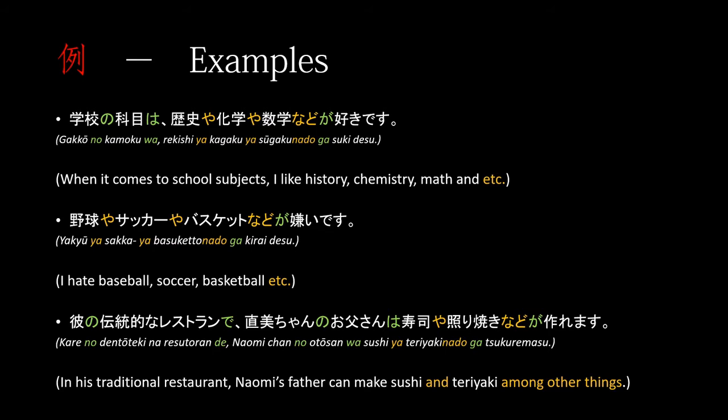Please notice here the characteristics of each of the particles. No establishes the ownership here, de the location for our transitive action. After that, wa, the topic, ya, the inexhaustible counting, and finally ga to signify the ability of Naomi's father to do something, in this case to prepare food. Or, to be even more precise, in this case to prepare a whole lot more than just sushi and teriyaki.